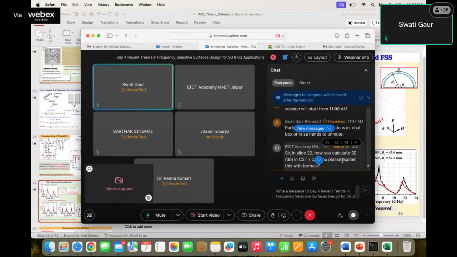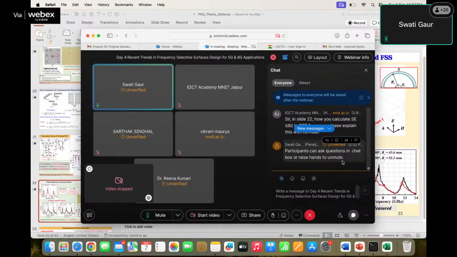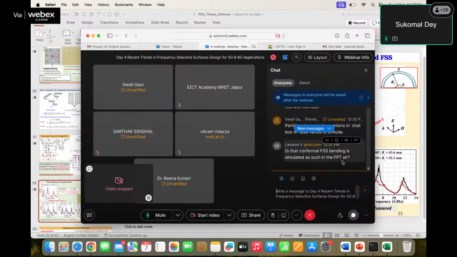Mathematically, we say that compact antennas or designs are those which have size less than lambda by 10. If the size is less than lambda by 10, then we can say that it is compact. For ultra miniaturization, is there any numerical representation? No, there is no numerical representation of it.